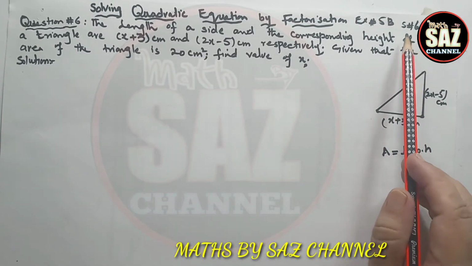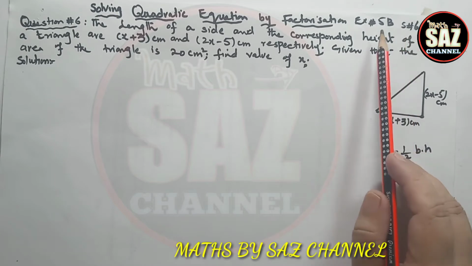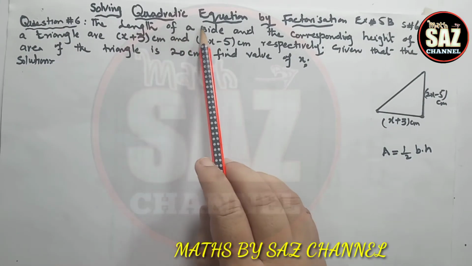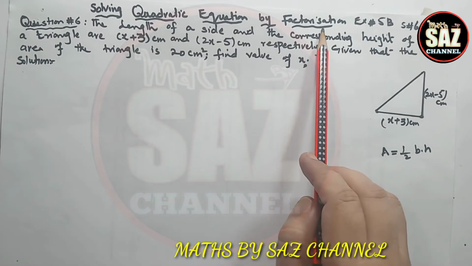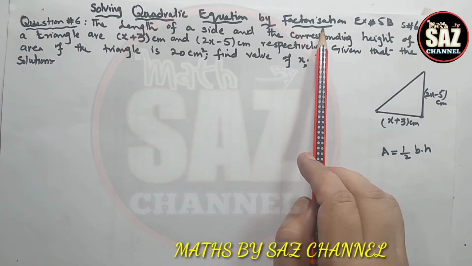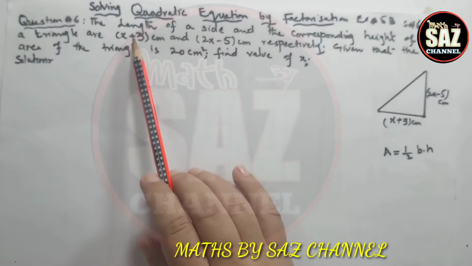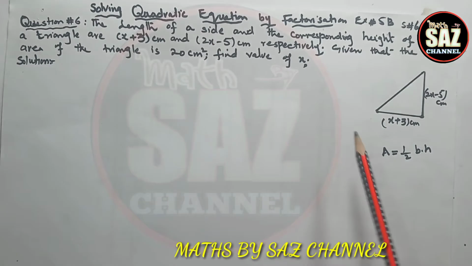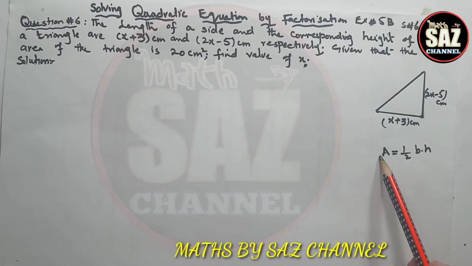This is my sixth lesson of D2 chapter number 5 exercise 5b, that is about solution of quadratic equation by factorization. In this lesson we will learn about the practical application of quadratic equation in everyday life. Before going to the lesson, there are some key terms that we have to understand.